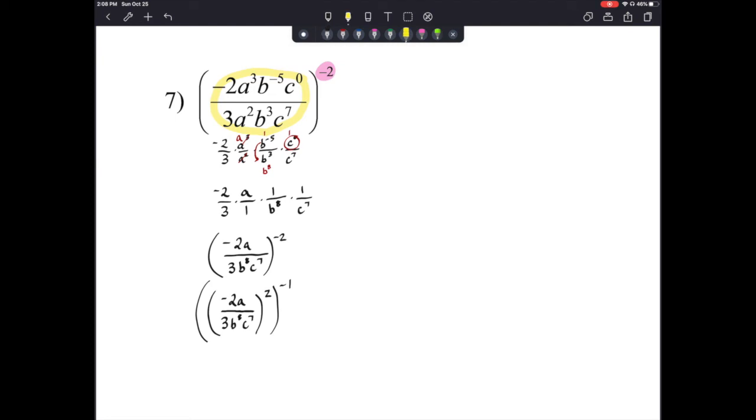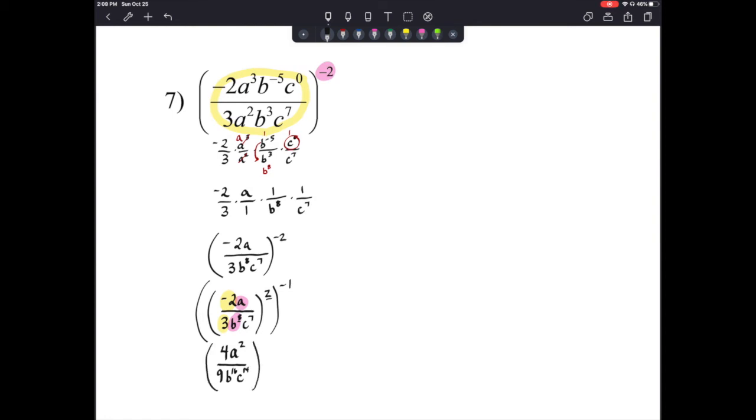So when I take my negative 2 and I raise it to the second power, I know that's going to give me 4. I take my a and I raise it to the second power, I know I have a squared. When I take my 3 and I raise it to the second power, I know I'm going to get 9. When I take b to the eighth power and I raise it to the second, I know that's b to the 16th power, right? We're multiplying when we raise a power to a power. And then we'll have a c to the 14th down here.